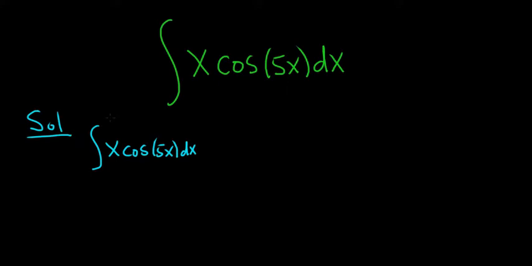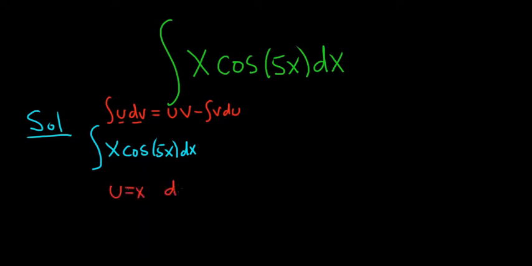And the integration by parts formula says if you have the integral of u dv, that's equal to uv minus the integral of v du. So usually when you're using parts, you want to pick a u that's easy to differentiate and a dv that's easy to integrate. Let's go ahead and pick u equal to x.